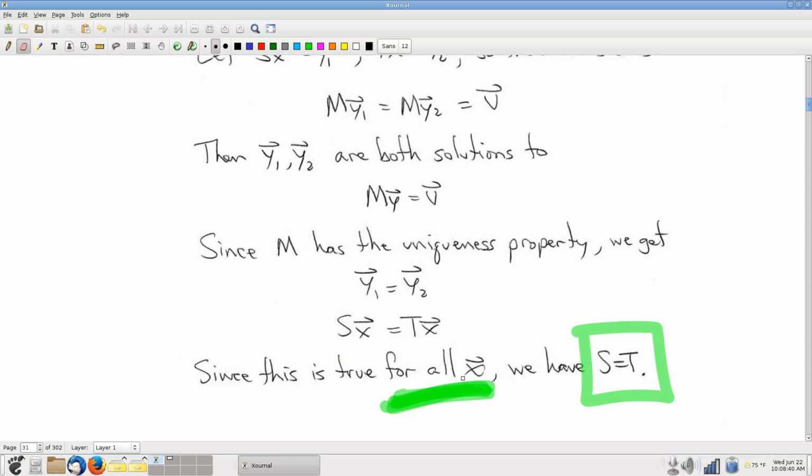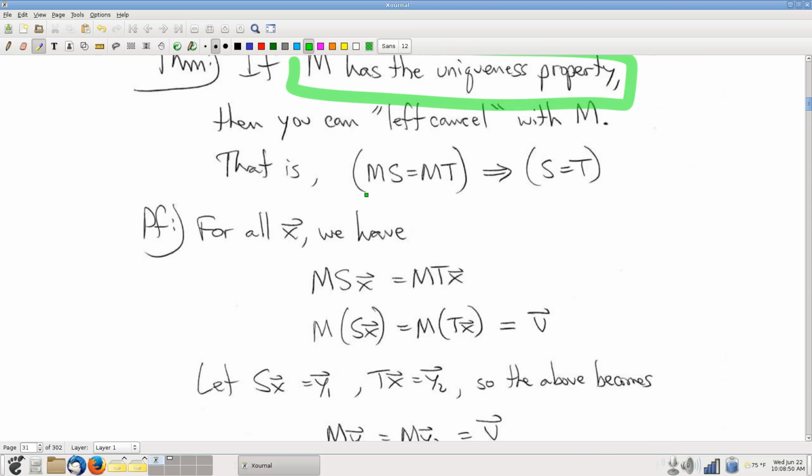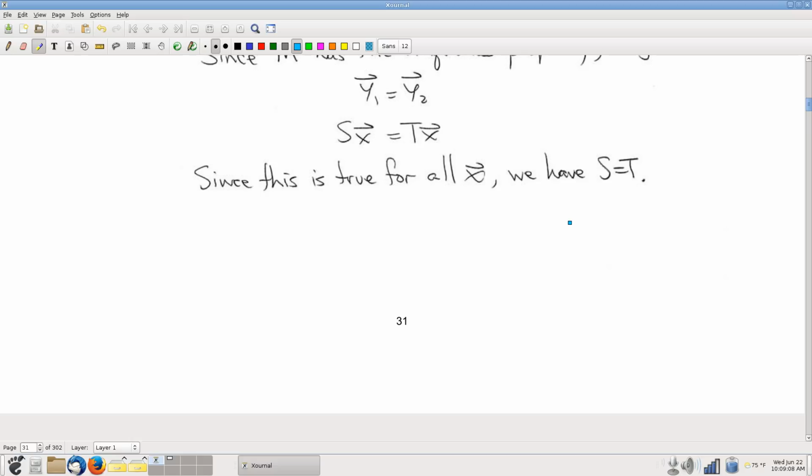So, kind of a tricky argument there, but notice we do get the desired punchline of s equals t. We assumed ms equals mt, and we showed that s equals t because of the uniqueness property. In other words, we have effectively shown that you can left cancel the m. Okay. All right, so there's a similar fact for right canceling.